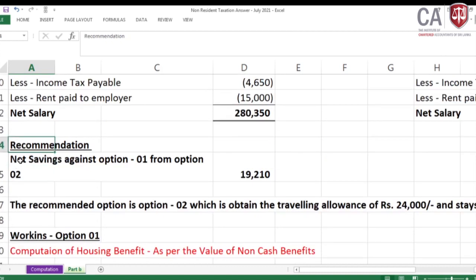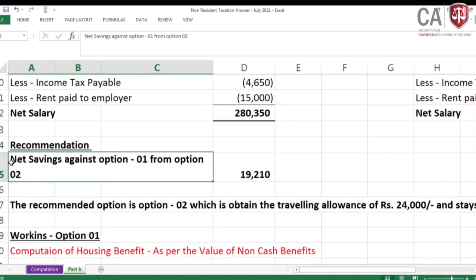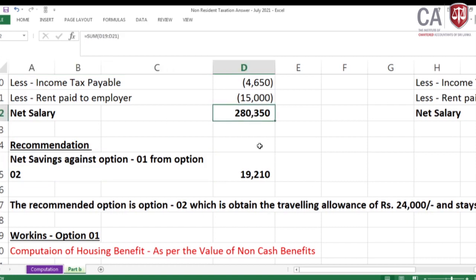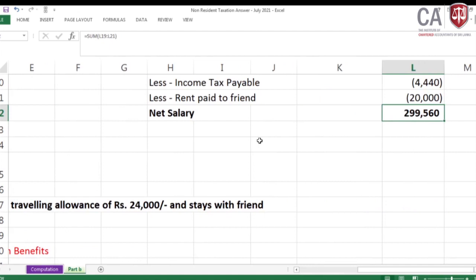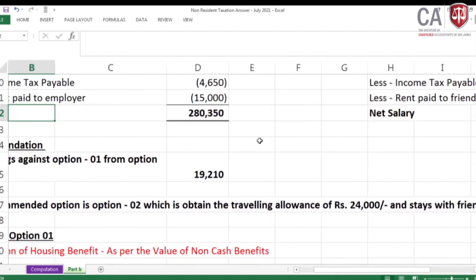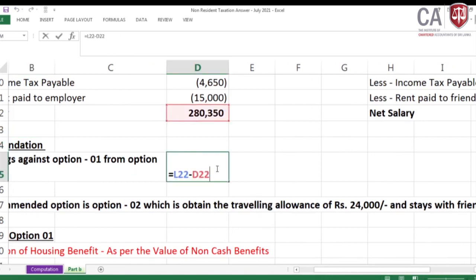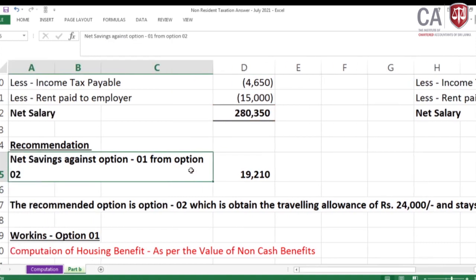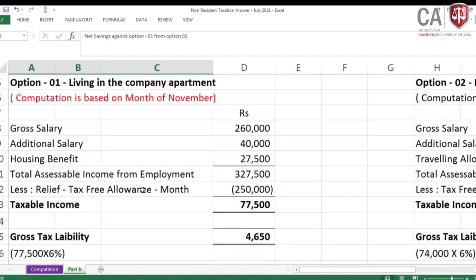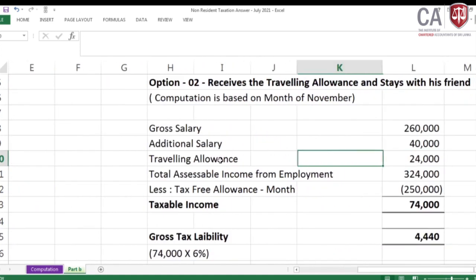Recommendation: net savings against option 1 from option 2. In option 1 we have only 280,350 take home. For the second option we have 299,560 take home. Altogether we have a net benefit over option 1 of 19,210. If we compare by way of the housing benefit only, here 27,500, and here the travelling allowance of 24,000 we are receiving.